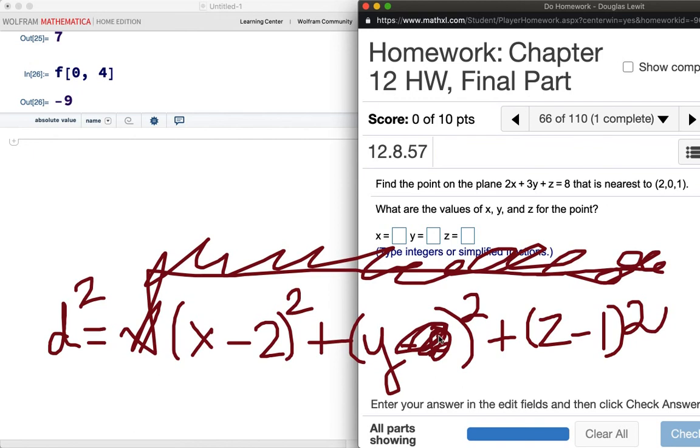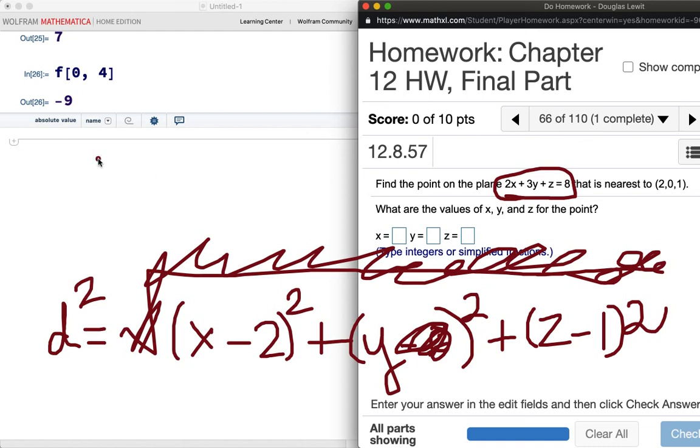But there is a restriction. What is the restriction? The restriction is that x and y and z must belong to the plane 2x plus 3y plus z is equal to 8.